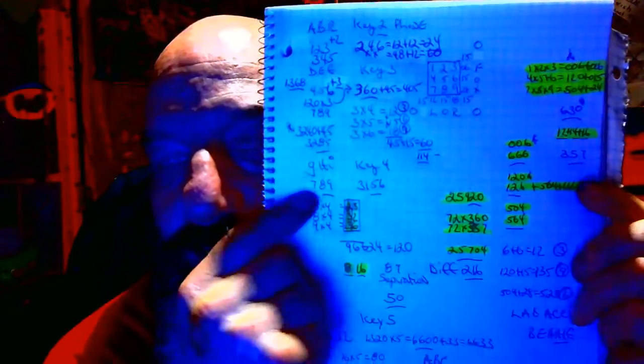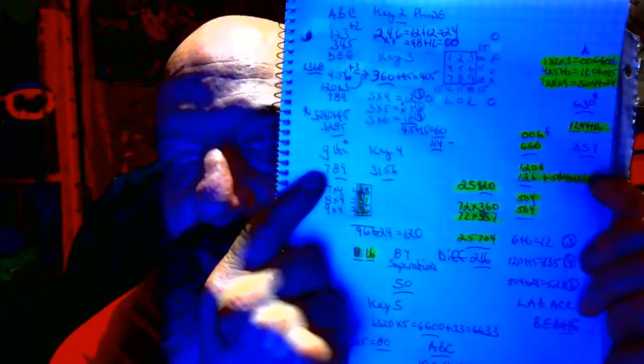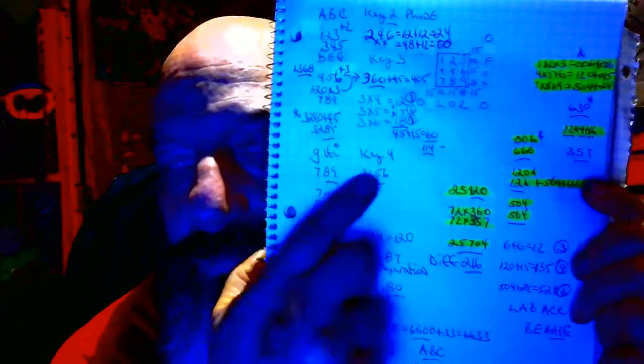When we go to GHI, which is 7, 8, 9, 3 by 7 is 21. Excuse me, now it's 4.